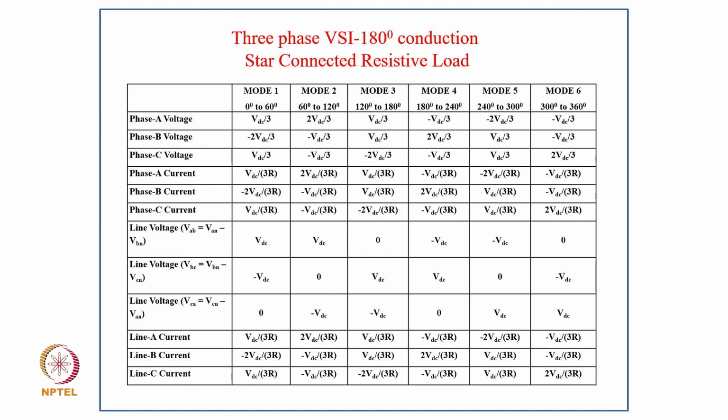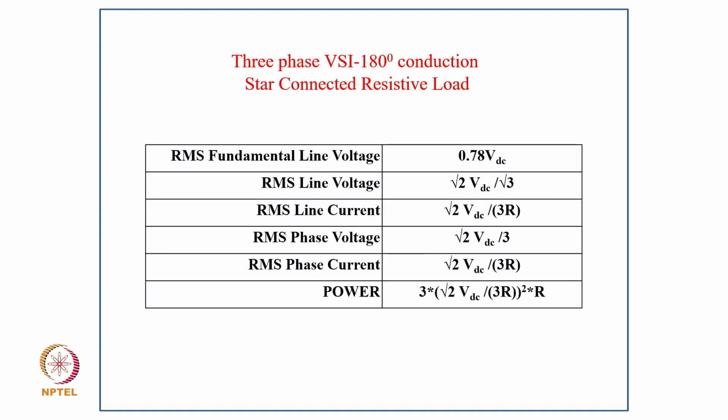So coming to three phase VSI 180 degree conduction, star connected resistive load. These are typically mode 1, 2, 3, 4, 5, 6: phase A voltage, phase B voltage, and then the corresponding line voltage and the line current. Because it's star connected, line current and phase currents are the same.